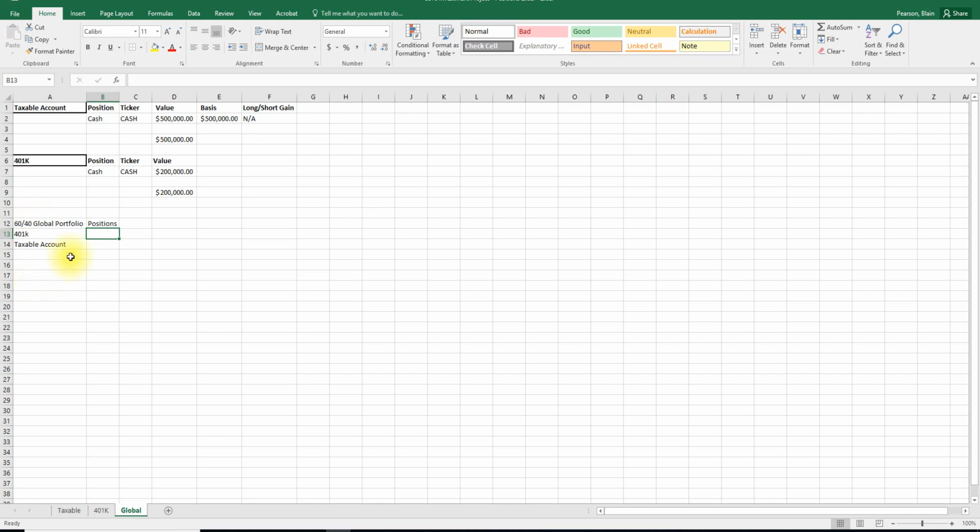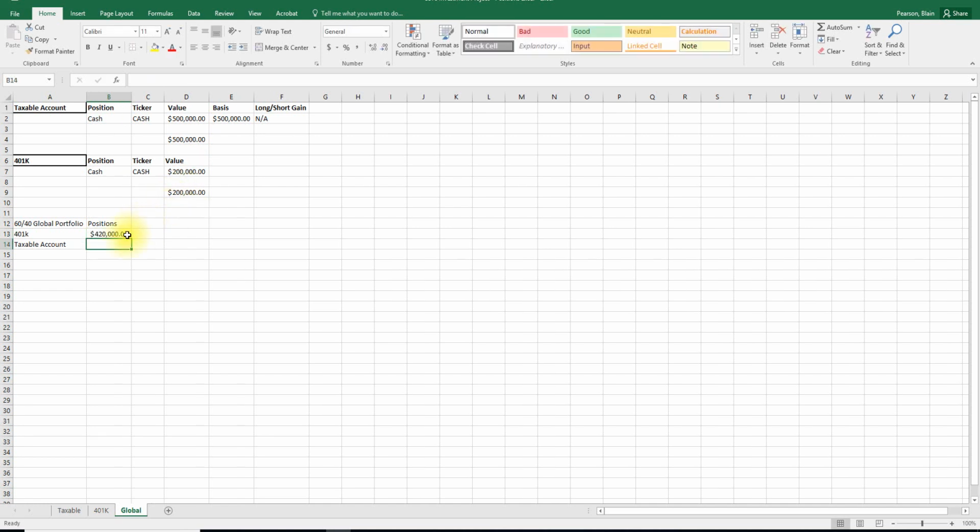So we can use the equals 0.6 and times by the summation of her taxable account and her 401k account. So 60% of her entire portfolio is $420,000. She only has $200,000 in her 401k. So we know that she can purchase $200,000 in her 401k in equities.